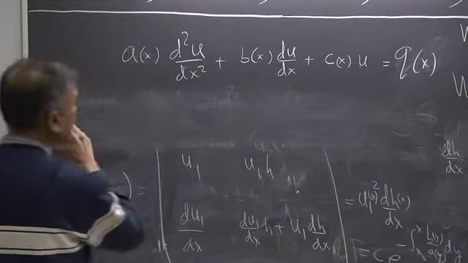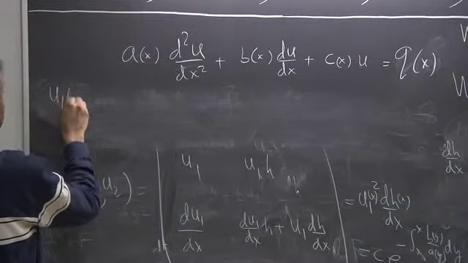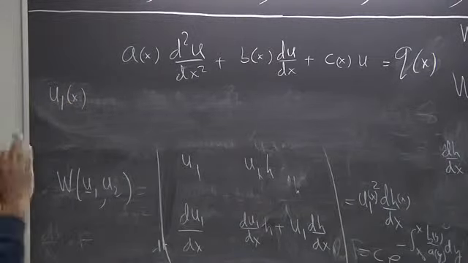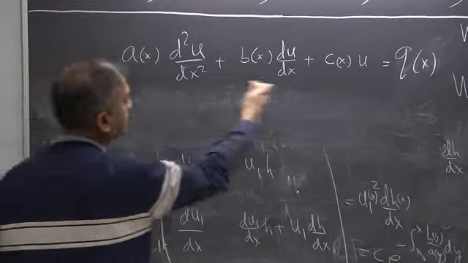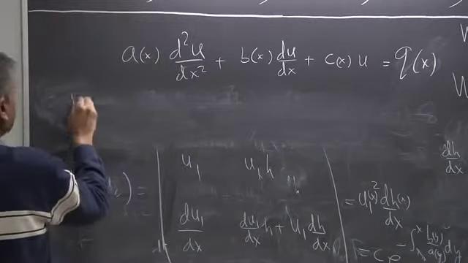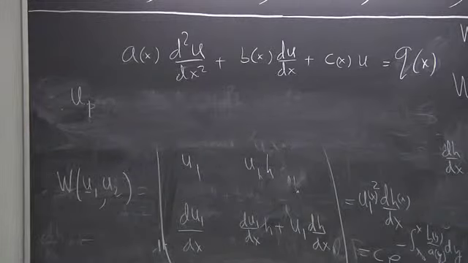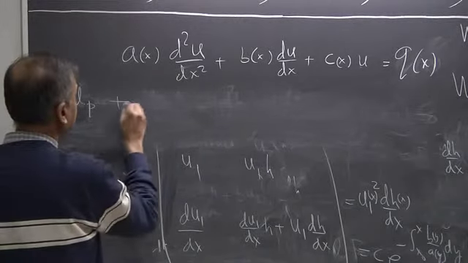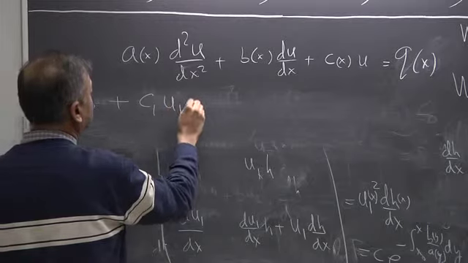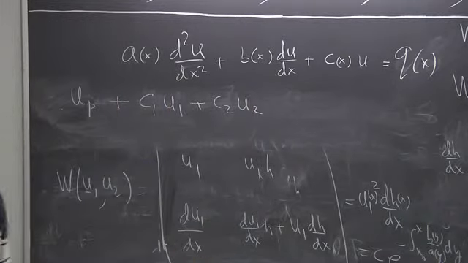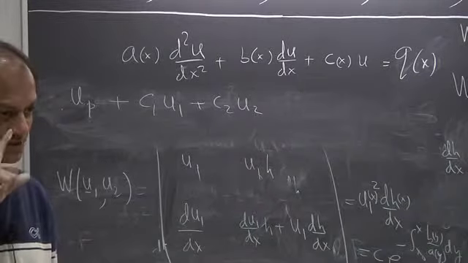Once again, I will assume that U1 is given to you. Before even discussing that, let's look at this solution. Suppose I have somehow managed to find one particular solution of this equation. Then to this I can add any combination C1 U1 plus C2 U2, where U1 and U2 are two linearly independent solutions of the homogeneous equation.